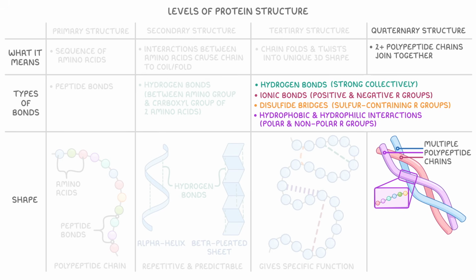Now, sometimes these proteins might also include something called prosthetic groups as well. And these are just non-protein groups, so things like carbohydrates or lipids that are attached to the polypeptide chains. The quaternary structure isn't always present though, as some proteins are just made up of one single polypeptide chain.